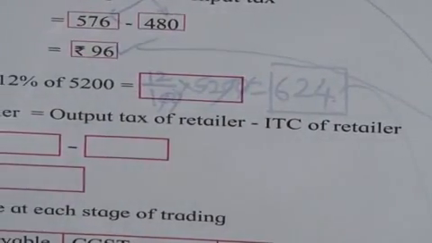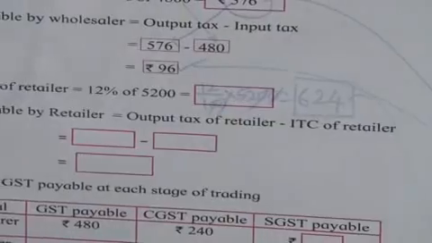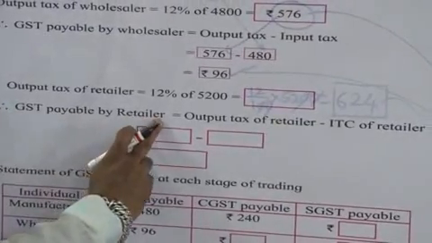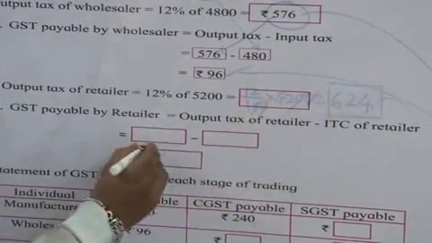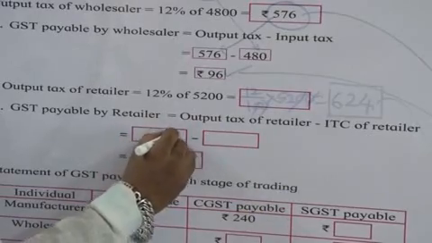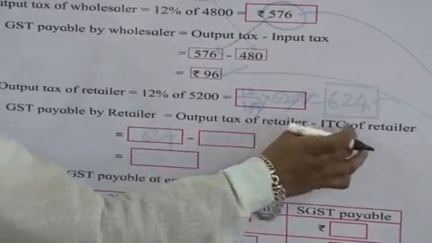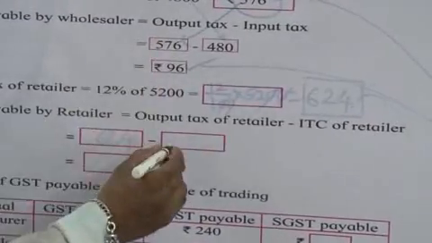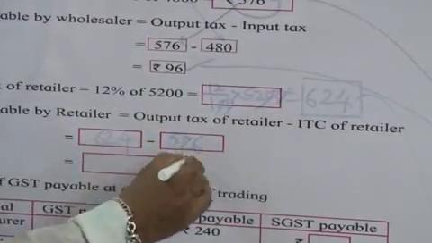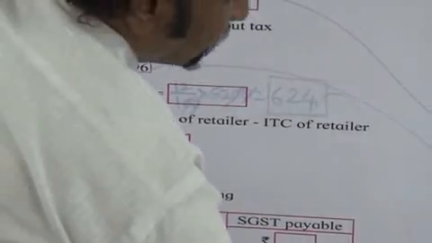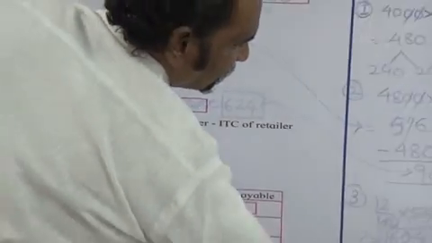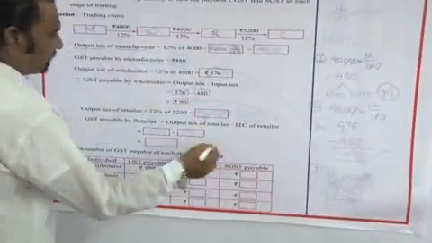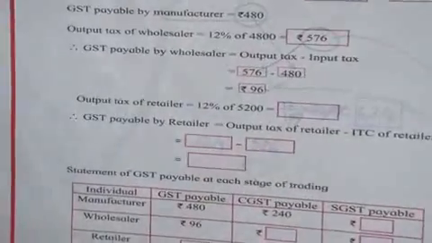The GST paid by the retailer, the output tax of the retailer, is 624. The ITC of the retailer is the earlier 576 that was paid. How many remain? That is 624 minus 576, which will be the last amount paid by that retailer here.